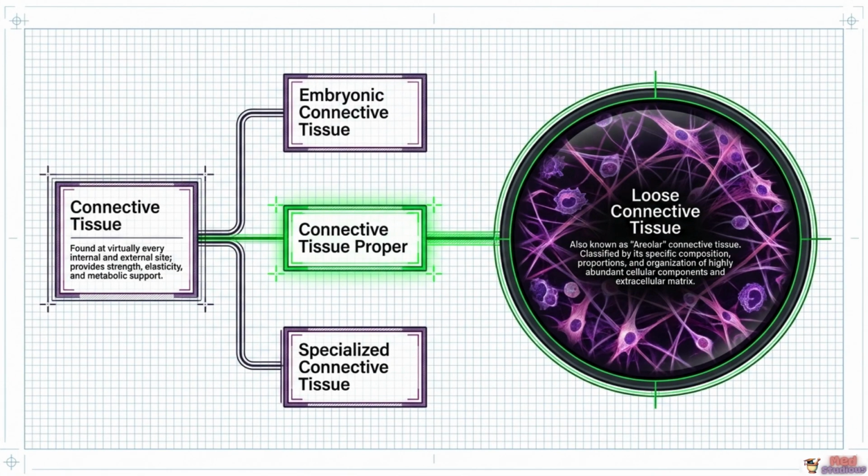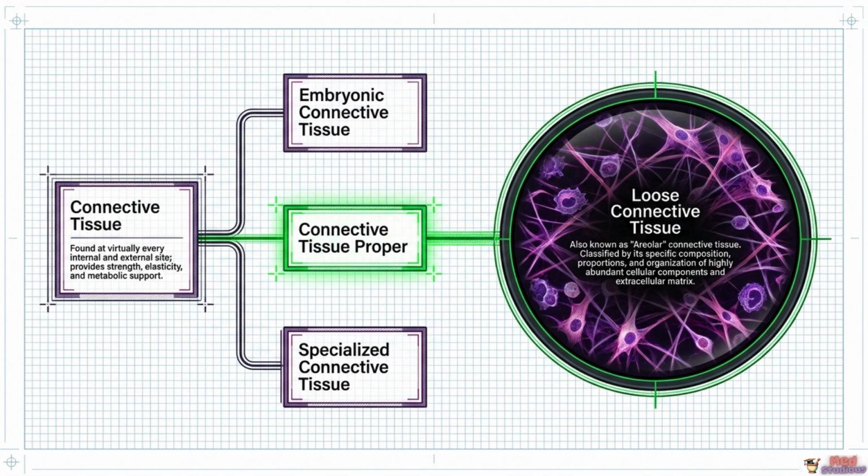Before we zoom in on loose connective tissue, we need to look at the larger family tree of connective tissues. Connective tissue can be broadly classified into three main categories based on its composition and the organization of its extracellular matrix. First, we have embryonic connective tissue, which is primarily found in the developing fetus. Second, we have specialized connective tissue, which includes highly adapted tissues like bone, cartilage, and blood. Finally, we have connective tissue proper, which acts as the general packing material of the body.